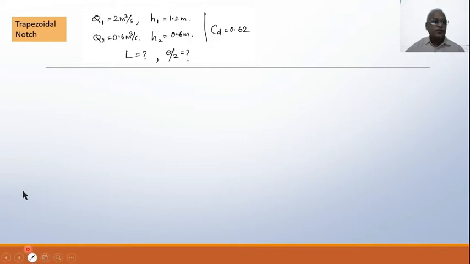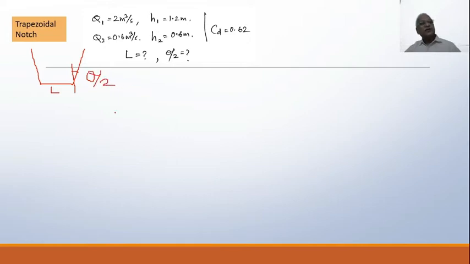So if we try to draw the figure for trapezoidal notch, it will be something like that. So this is L, and then if I draw a vertical, this angle is nothing but theta by 2. This is what is asked. Okay, now we'll straight away solve it.